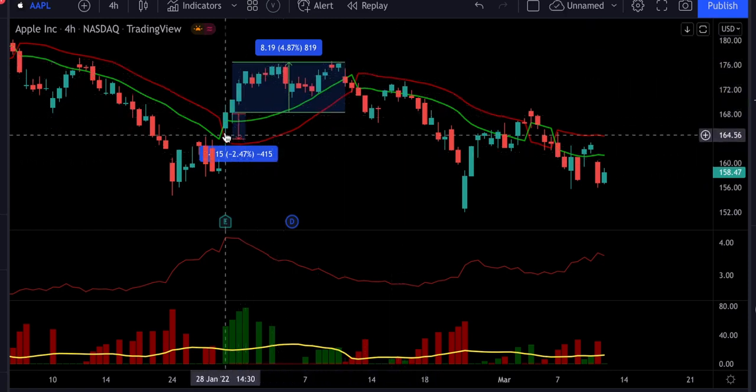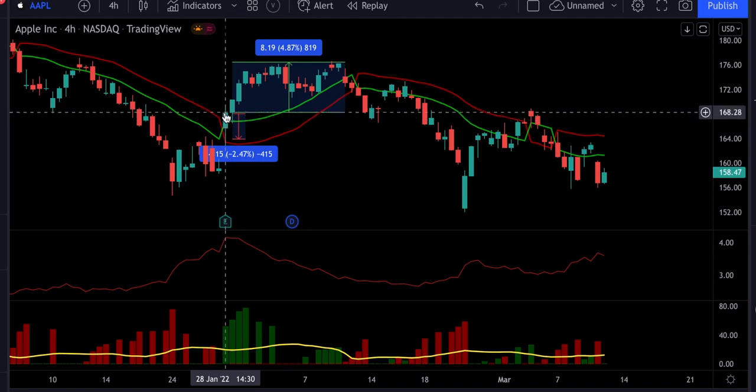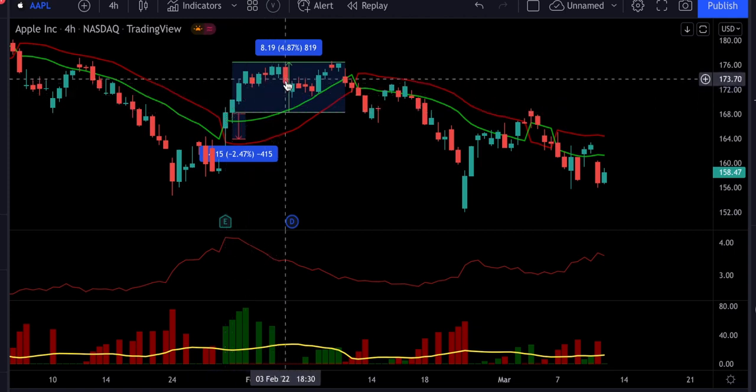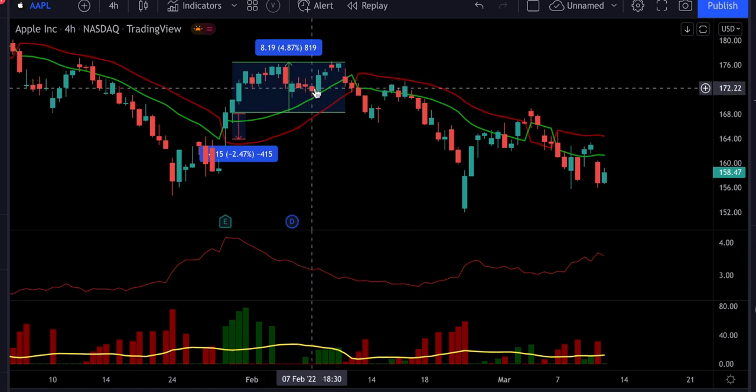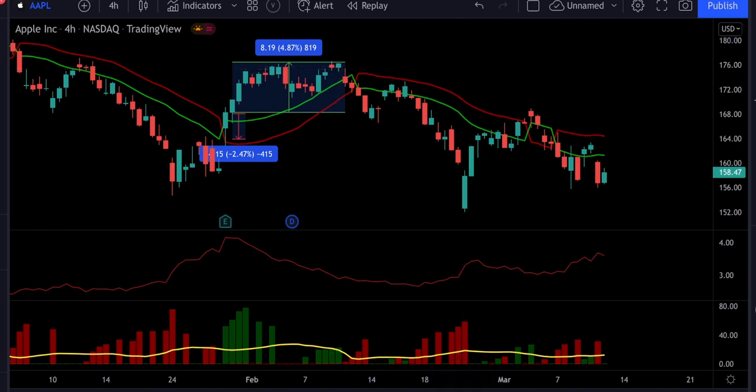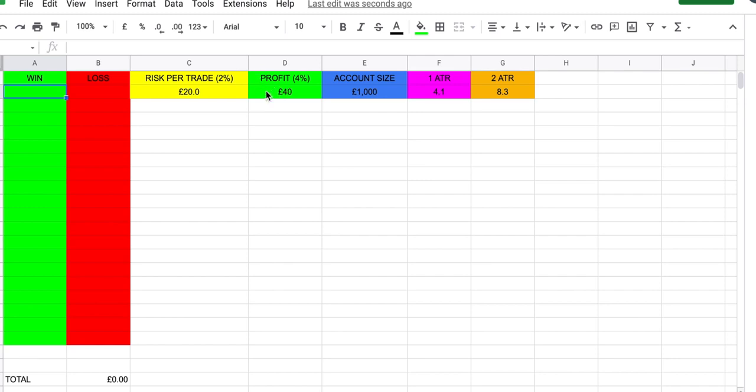What we need to do is basically wait and see if the price moves in our favor and hits our stop loss or a take profit level. We see the price kept moving in our favor, we had a little retracement, a consolidation, and eventually the price reached our take profit level. So this means we have a winning trade, and now we need to input our results into our column. Our profit is 4% or £40. And there we go.